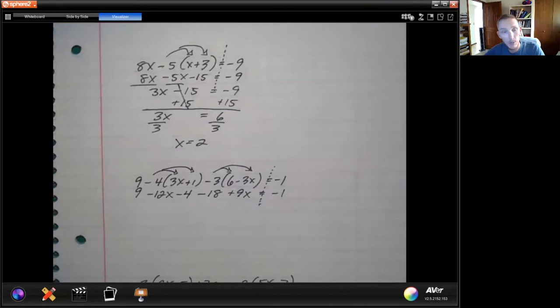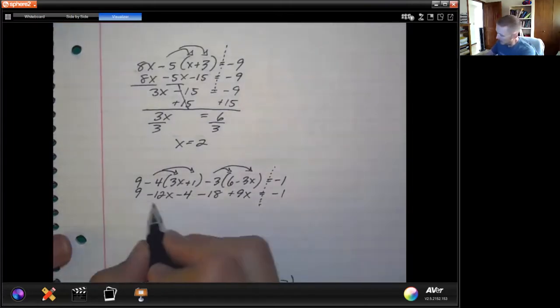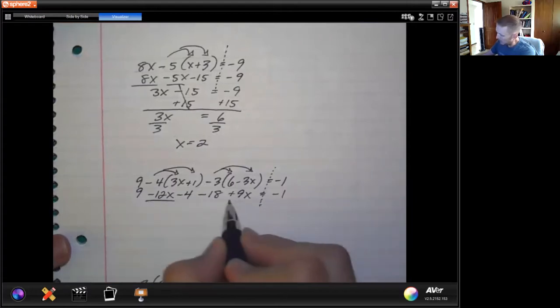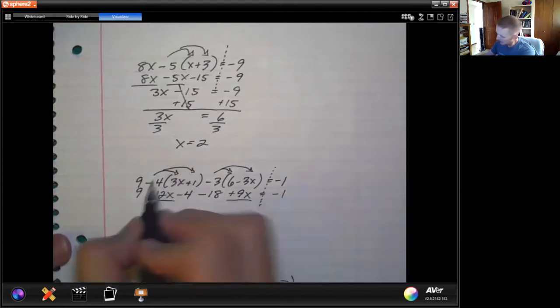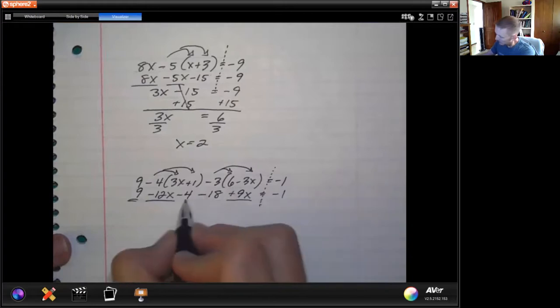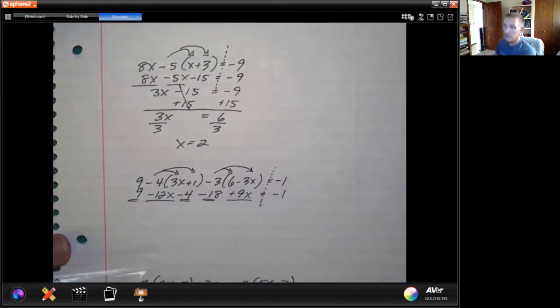Let's combine like terms. We have quite a bit of like terms here. I have a -12x and a positive 9x. I have a 9, a -4, and a -18. You'll notice I underline and double underline. You can put boxes around things. You can circle them. You can do whatever helps you visually to do it. Some of you might even get colored highlighters. And as you see these terms, you'll just highlight them yellow, highlight them orange, whatever you like.